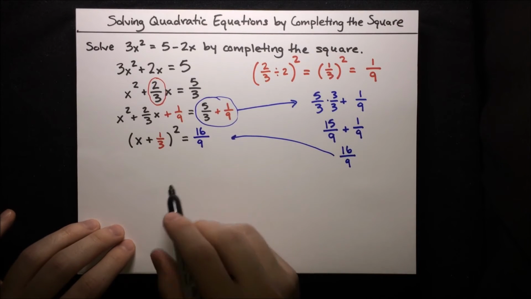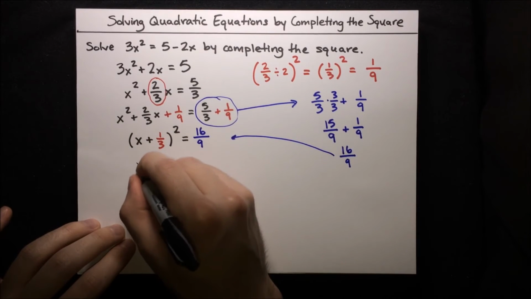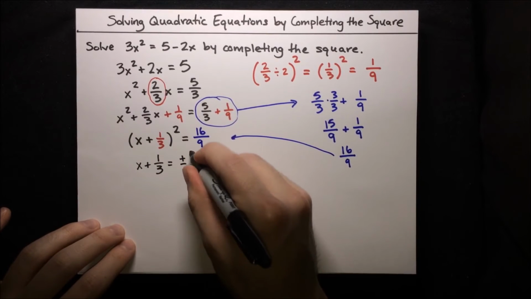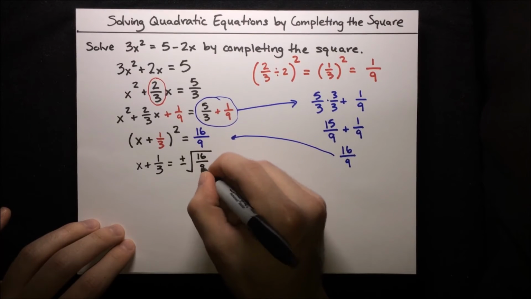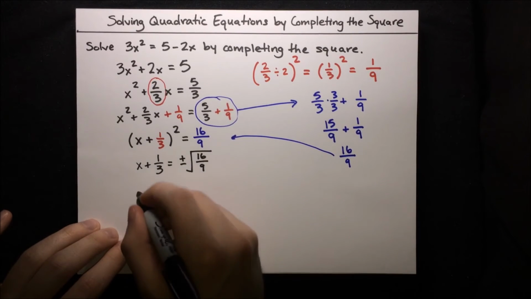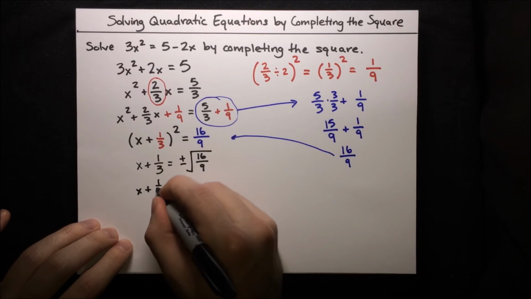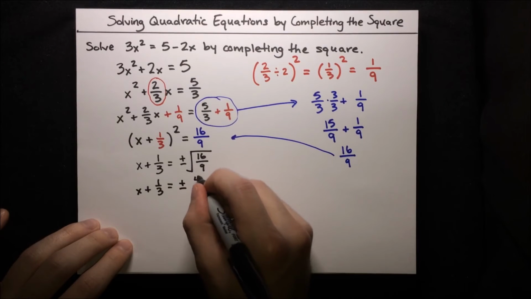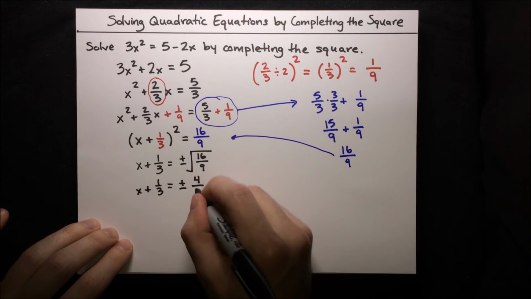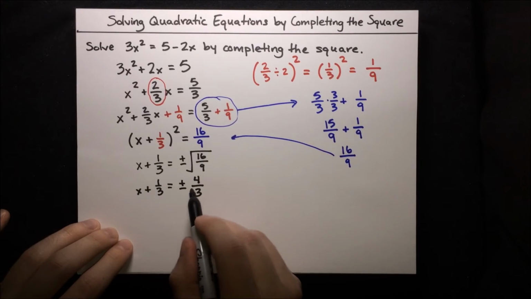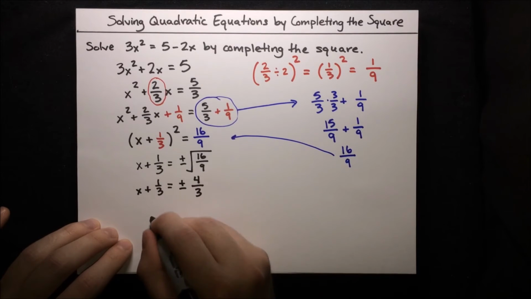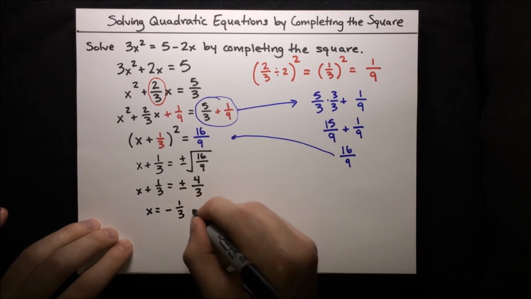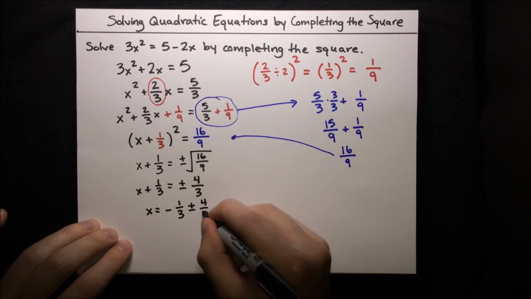So to get rid of this squared, we just take plus or minus square root. So we get x plus 1/3 equals plus or minus square root of 16/9. And that simplifies nicely. We'll have x plus 1/3 equals plus or minus root of 16 is just 4, and then root of 9 is just 3. So x plus 1/3 is plus or minus 4/3. That leads us to solve for x, just subtract 1/3. X equals negative 1/3 plus or minus 4/3.